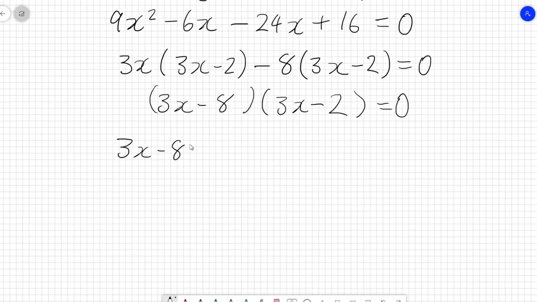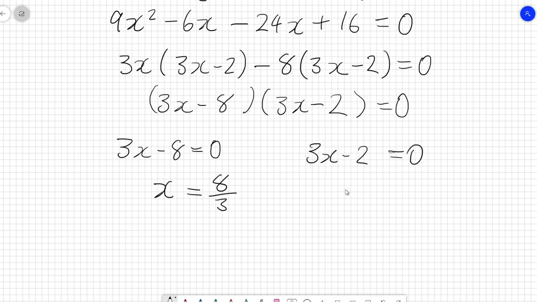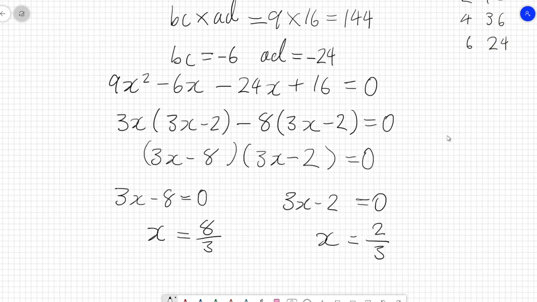Which means 3x minus 8 equals 0, so x equals 8 over 3, because 3x equals 8. Similarly, 3x minus 2 equals 0, which means 3x equals 2, so x equals 2 over 3. And so there is that.